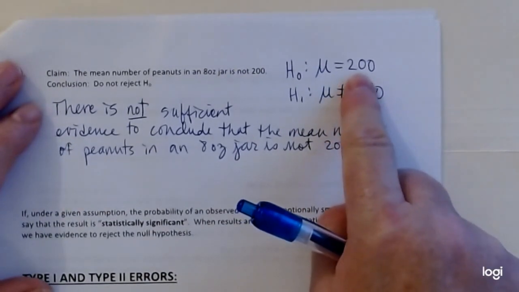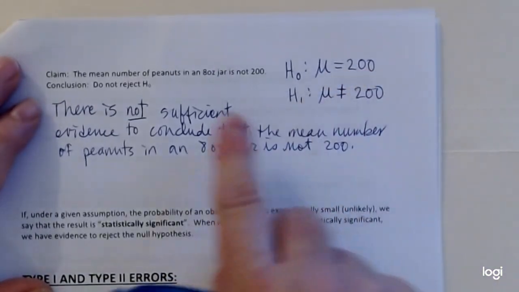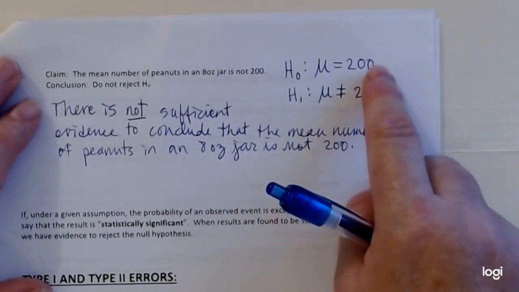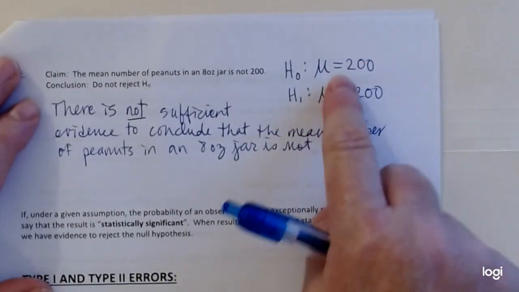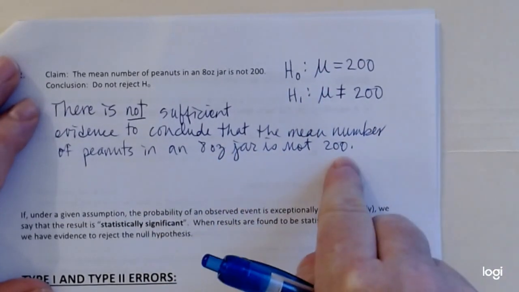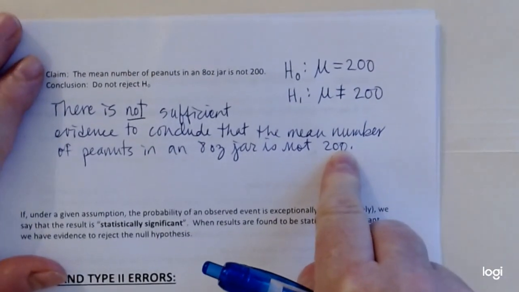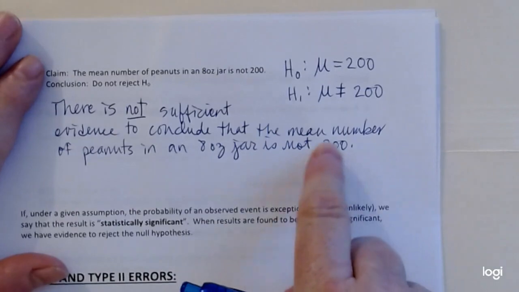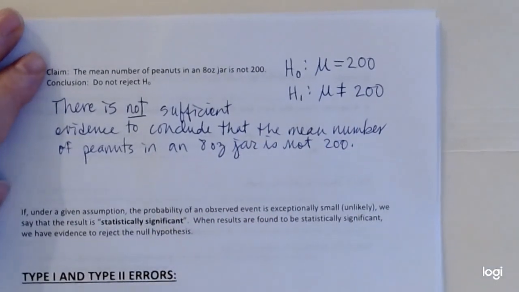Our sample may not have given us exactly 200, but remember, this was just one sample out of the whole population. It's not going to necessarily be exactly 200, but it's within the margin of error. So if it's within the margin of error, and that's determined by our alpha and the parameters of the problem, we would say there isn't sufficient evidence to conclude that it isn't 200.